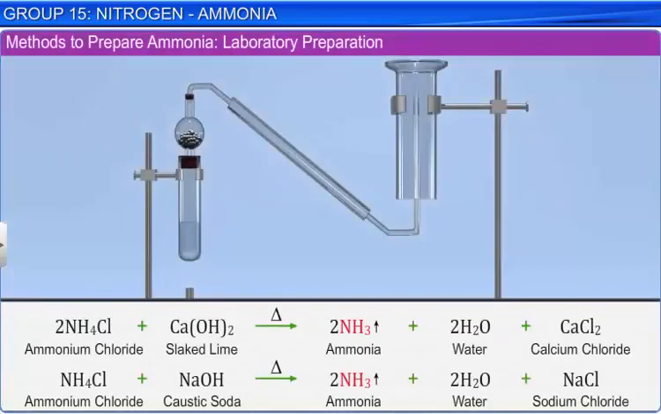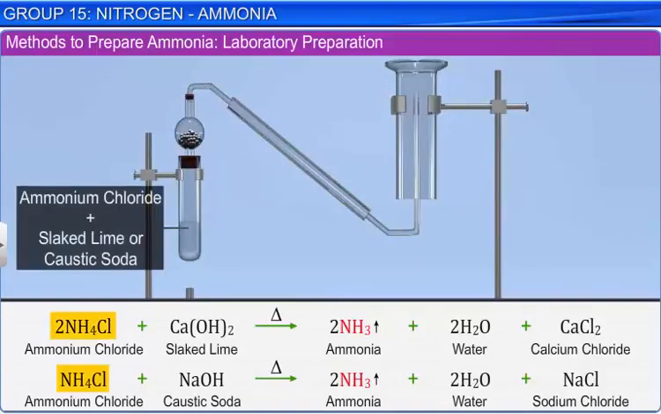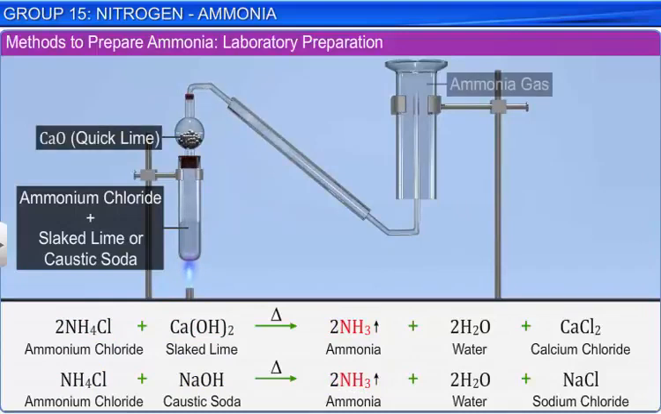In the laboratory, ammonia is generally prepared by heating an ammonium salt with a base such as caustic soda or slaked lime. Ammonium chloride, when heated with lime, or caustic soda, evolves ammonia gas. The gas evolved is dried over quicklime. The dry ammonia gas is then collected by downward displacement of air.